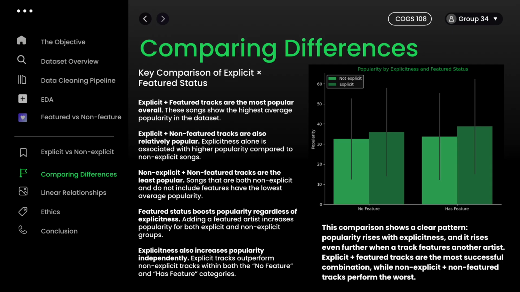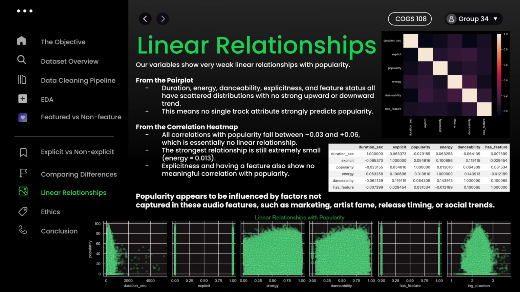When it comes to linear relationships, we see overall that our variables show very weak linear relationships with popularity. All of our variables in a pair plot have a really scattered distribution with no strong upward or downward trend, and from our correlation heat map, we see that the correlations with popularity are really small. So overall, there doesn't seem to be a linear relationship with popularity for our variables. However, there could be other variables that influence popularity, such as marketing or social trends.